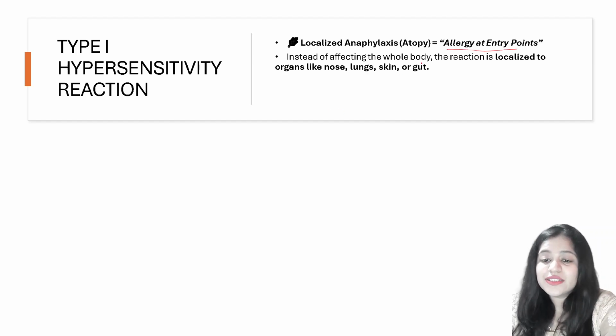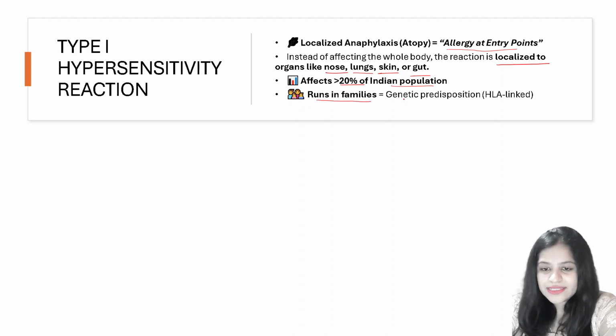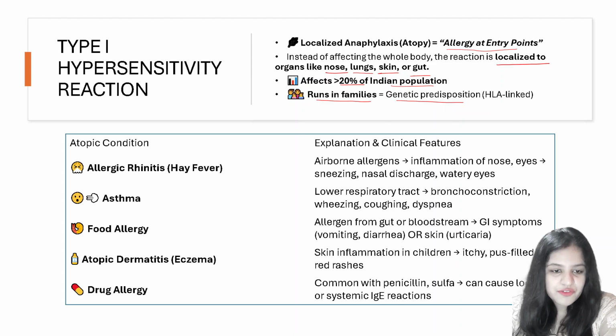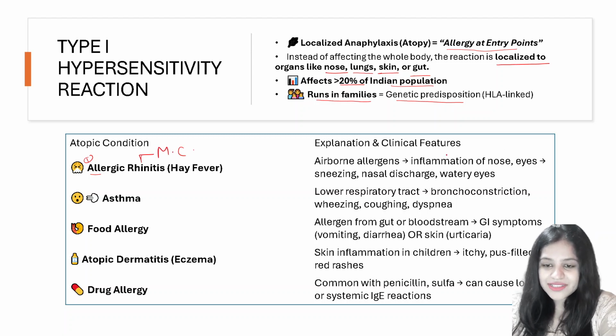So, instead of affecting the whole body, the reaction is localized to organs like your nose, lungs, skin or gut. It affects more than 20% of the Indian population and it runs in families. There is a genetic predisposition for it. Let's see the examples. First is allergic rhinitis. This is the most common kind of atopy. What happens? Your airborne allergens come in contact with the conjunctiva and your nasal mucosa and cause inflammation of the nose and eyes, leading to sneezing, nasal discharge, watery eyes.